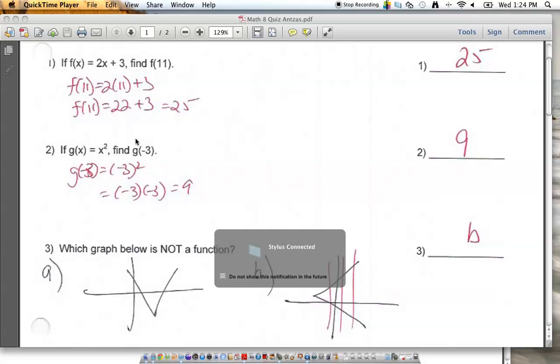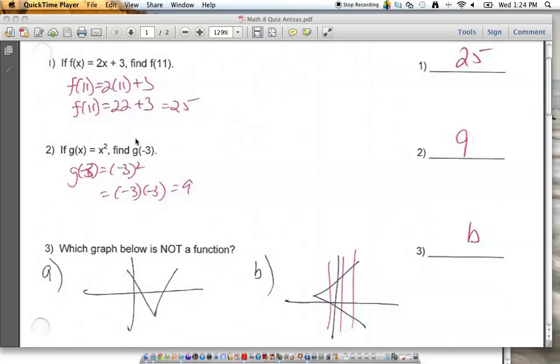So I was careful to show all of my work with this. Now, f of x equals 2x plus 3 is what we call a function. Functions have input and output. I'm saying to you, the function's rule is f of x is 2x plus 3. I might as well say y is 2x plus 3. And then I'm saying find f of 11. That's saying if the input is 11, what's the output?